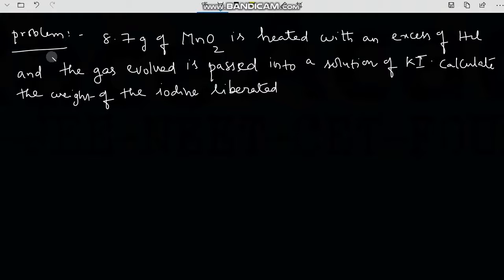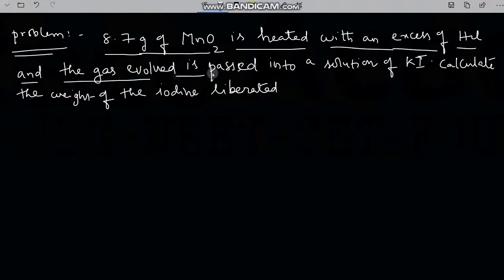See a problem on this analysis. 8.7 grams of manganese dioxide is heated with an excess of HCl, and the gas evolved is passed into a solution of potassium iodide. Then calculate the weight of the iodine liberated. So this is the question.